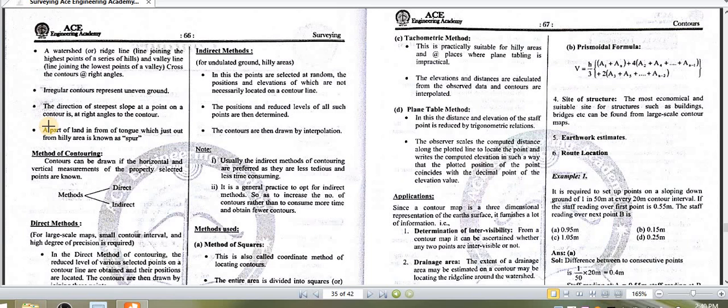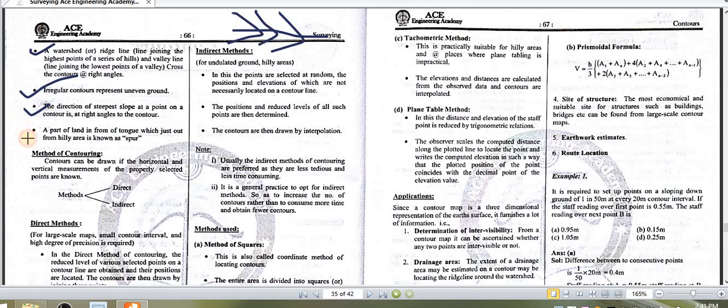After that, a watershed or ridge line and a valley line cross the contours at right angles. So if it is a ridge, it will cross the contour at right angles. Irregular contours represent, if the contours are very irregular, an uneven ground. The direction of steepest slope at a point on a contour is at right angle to the contour.